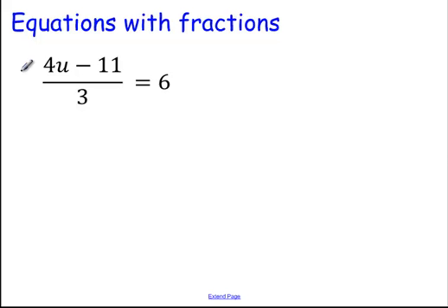This video is going to look at equations with fractions in them. So we're going to start with an example that we've actually seen in the last section, but just to give us an idea of what's going on here, we've got 4u minus 11 over 3 is equal to 6. So normally in this question, you would probably think, okay, I divided by 3, so I need to multiply both sides by 3. So what we're doing here really is we are multiplying every term in this equation by the denominator. So we're multiplying everything by 3.